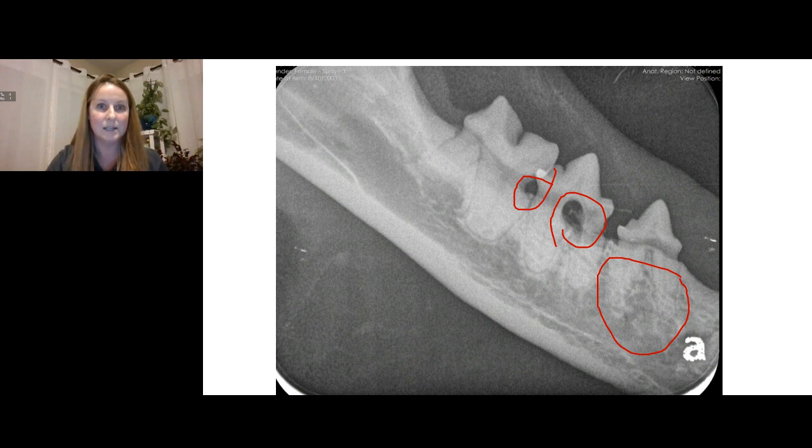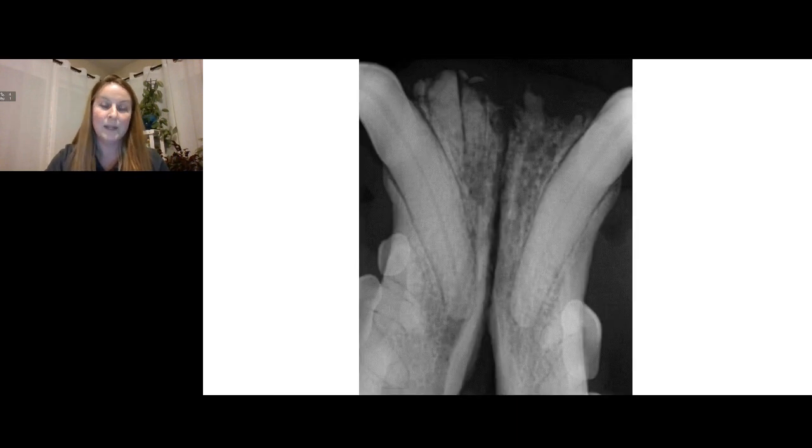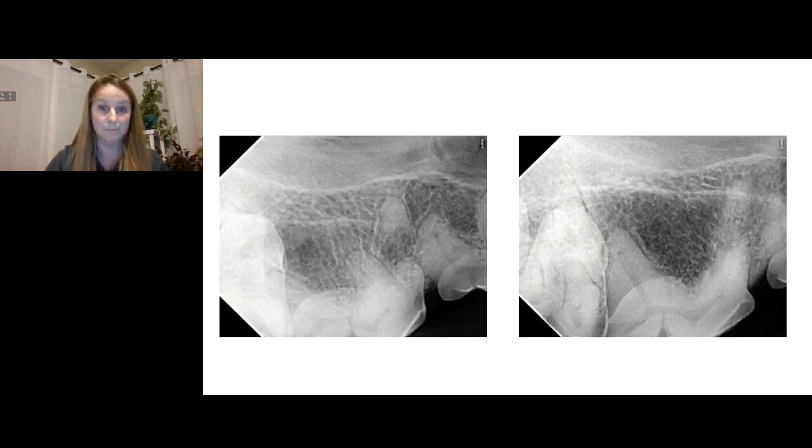This is a cat. This is the mandible. This is the right side. This is going to be some more retained tooth roots. They're jagged. They need to go. They have problems, so get them out of there.